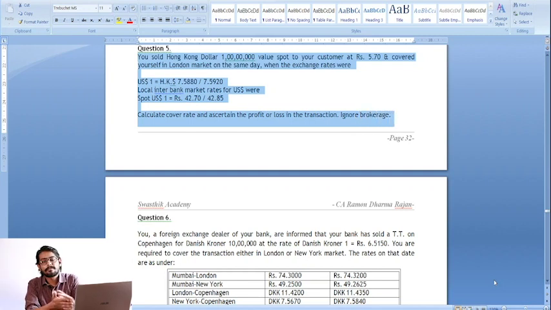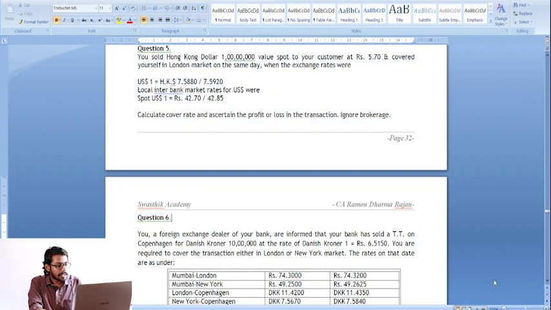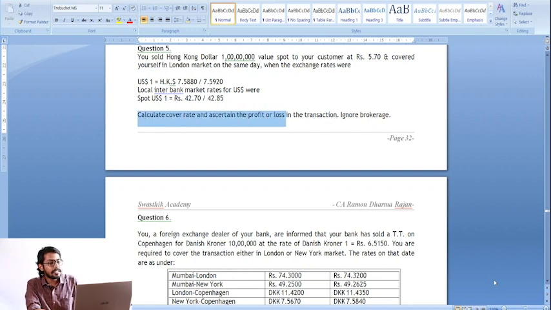Ignore brokerage. Okay. So, how do we start reading the question? Let's start with the word required or calculate. Calculate cover rate and ascertain profit or loss in the transaction. Okay. So, underline the word cover rate. This question is based on cover rate. Next, you can write down the concept also. The concept over here is cover rate.